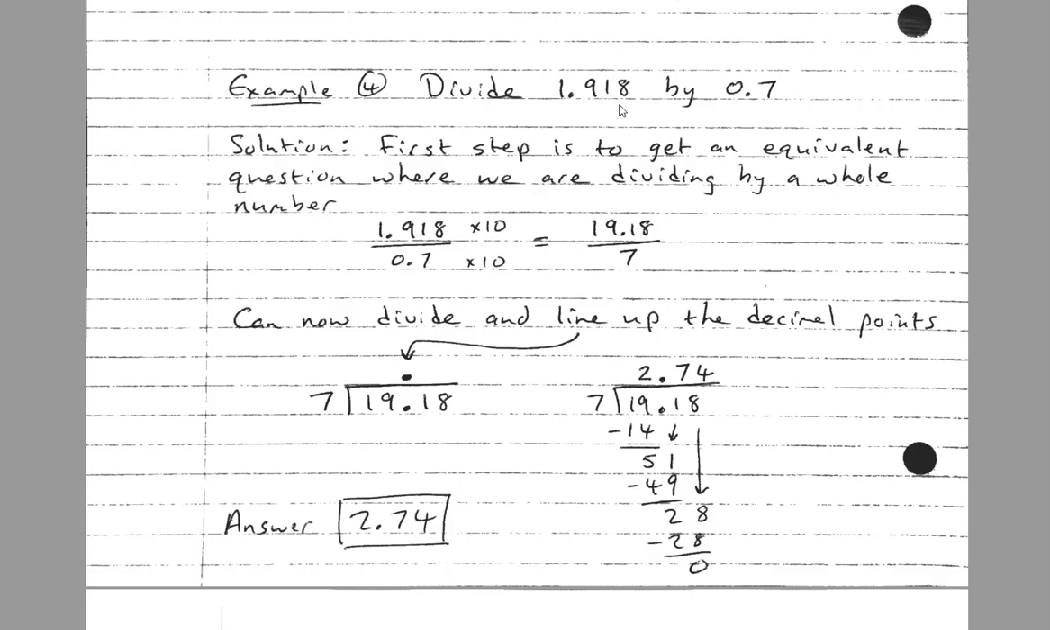Alright, so it's people not getting this quite right in the homeworks. So if you're dividing by a whole number, you can just go straight to this step. But if you're dividing by a decimal that's not a whole number, move the decimal point in the number you're dividing by to make it a whole number. And if you move it so many places here, you have to move it the same number of places for the other number.